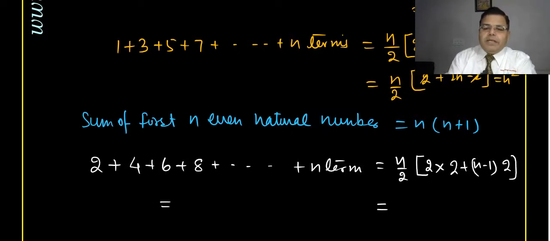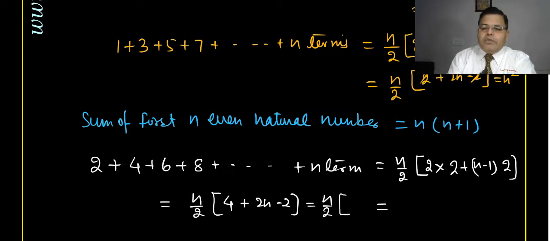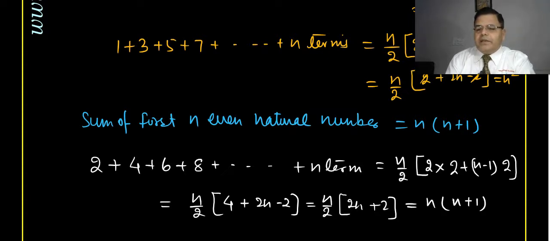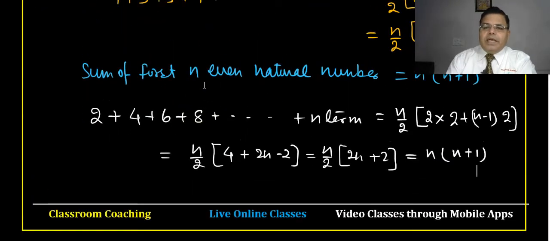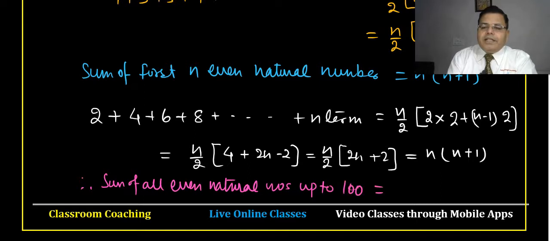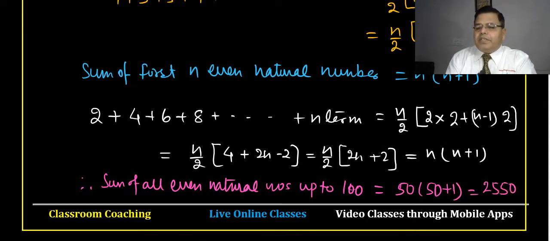So this can be calculated as n by 2 into (2 into 2, that is 4, plus 2n minus 2). That will be n by 2 into (2n plus 2). If I take 2 common, the 2s cancel, and that will be n into (n plus 1). So that will be the sum of first n even natural numbers. For example, the sum of all even natural numbers up to 100: up to 100 there are 50 odd and 50 even, so n is 50 here, 50 into (50 plus 1), that is 51. 50 into 51 is 2550, and that will be the answer.